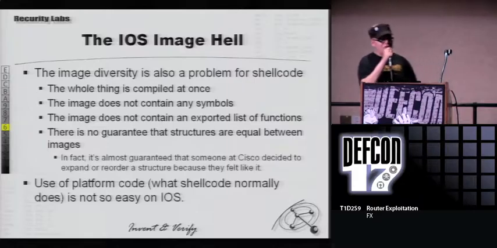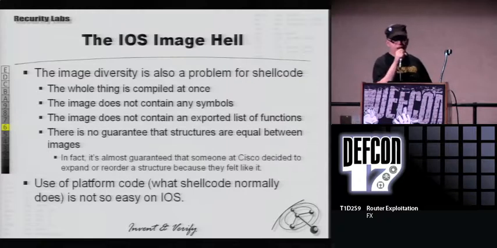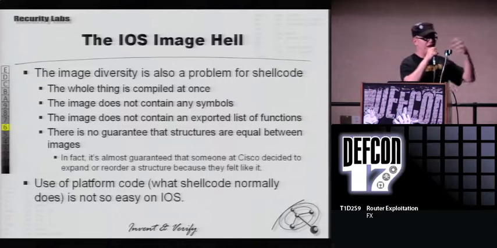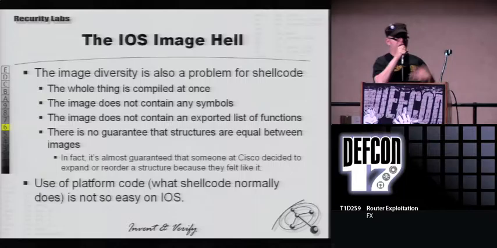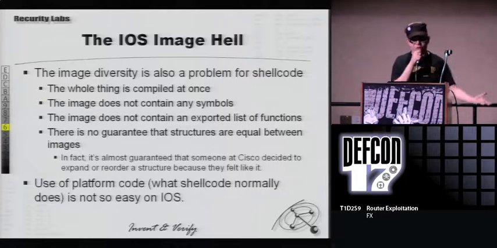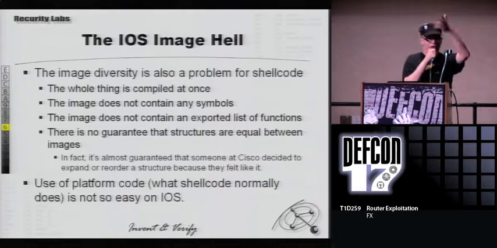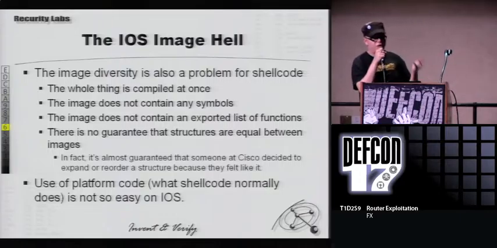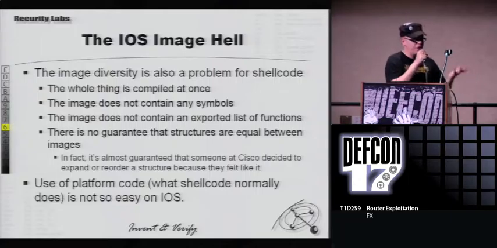So this diversity is also a real problem for shellcode, right? But in shellcode, you usually need to get access to addresses somewhere, like functions. You're calling functions of the operating system. That is the whole point of your shellcode. Well, the problem is the functions are always at different places, different addresses. And since it's compiled at once, they don't need something like a registry or something like exports from DLLs that tell you where functions are.